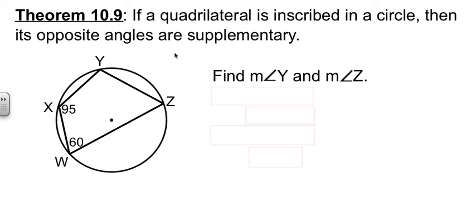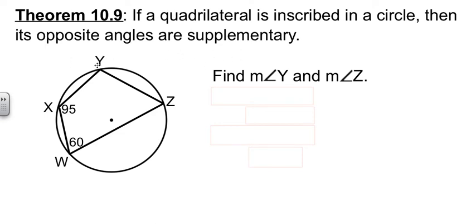One last theorem here. And the idea here is if we have a quadrilateral that's inscribed in a circle, then the opposite angles are supplementary. So in this case, X and Z would be supplementary. Y and W would be supplementary. And remember, supplementary adds up to 180.